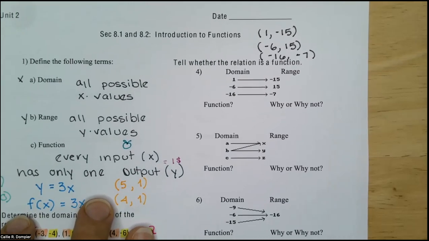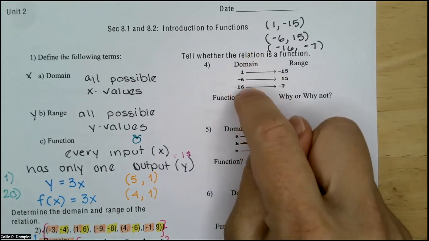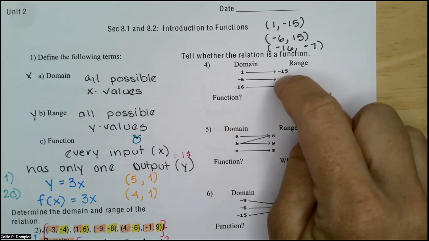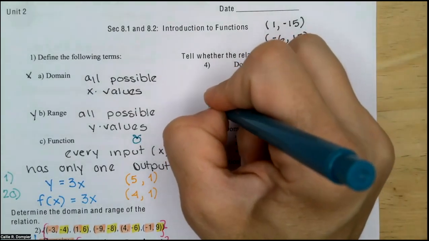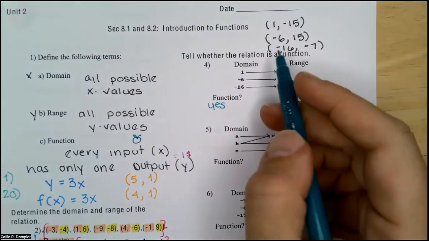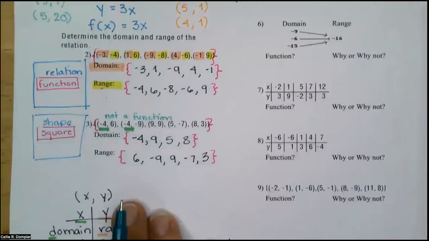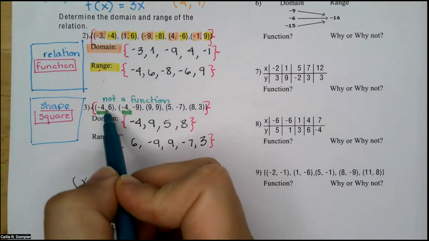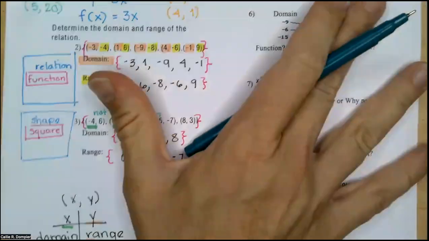Now they're not asking us to find the domain and the range. They gave us the domain. The domain is 1, -6, -16. The range is -15, 15, -7. They're just asking us, is this a function? Yes. Each domain is not repeated, right? If it's not repeated, it's going to be a function. This wasn't a function because it was repeated with different y values, okay?